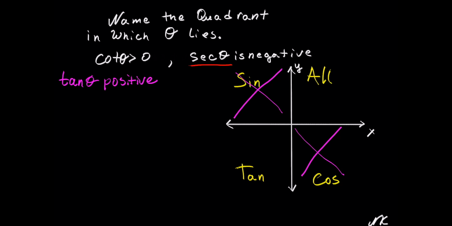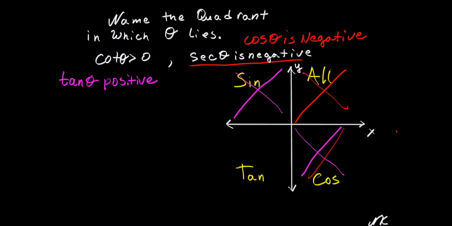We are also given that secant is negative. What this means is that its reciprocal is also negative, so cosine of theta is also negative. If cosine of theta is negative, the angle cannot be in the first quadrant because all functions are positive there, and the angle theta cannot be in the fourth quadrant either because cosine is positive there as well. So the only possibility that is left to us is for theta to be in the third quadrant. That's all.